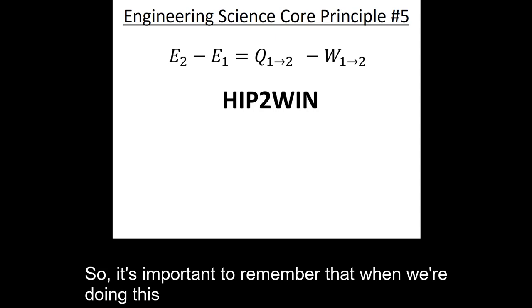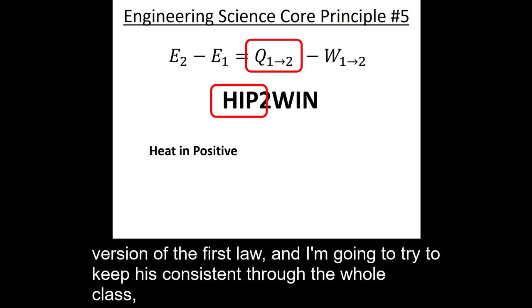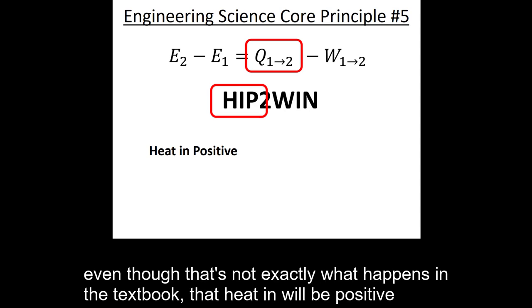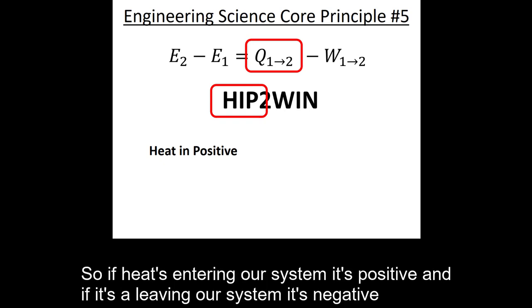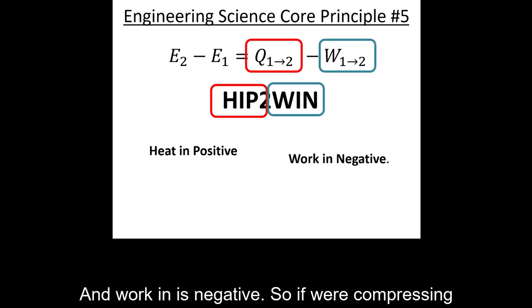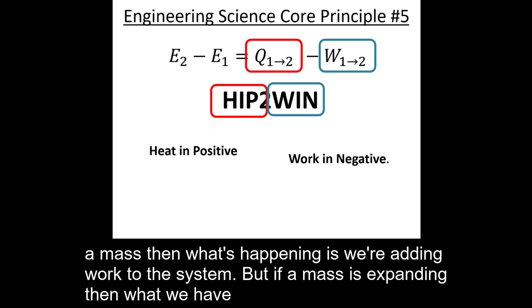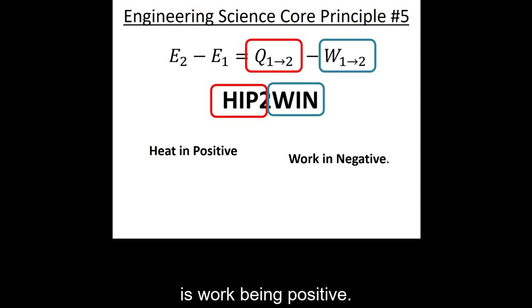So it's important to remember that when we're doing this version of the first law, and I'm going to try to keep this consistent through the whole class, even though that's not exactly what happens in the textbook, that heat in will be positive. So if heat's entering our system, it's positive, and if it's leaving our system, it's negative, and work in is negative. So if we're compressing a mass, then we're adding work to the system. But if a mass is expanding, then work is positive.